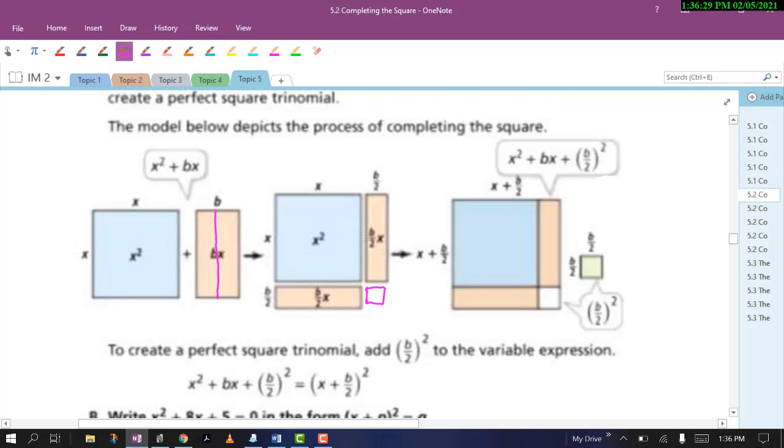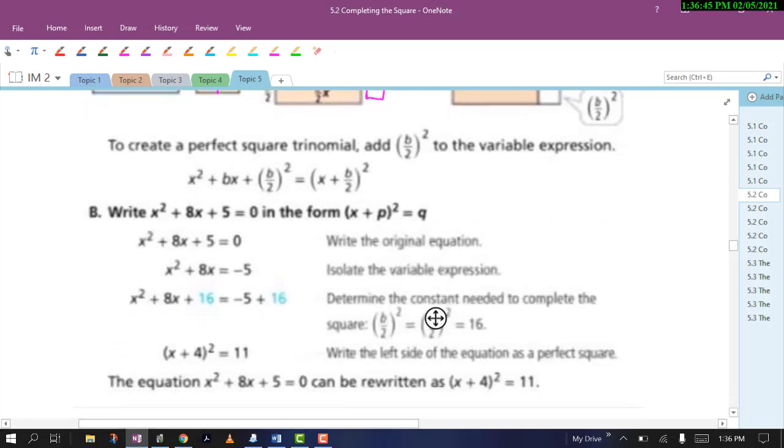Well, this is b over 2. So here, the area would be (b over 2) squared. If you don't understand this diagram, don't worry, we can still do these problems fine. So to create a perfect square trinomial, add (b over 2) squared to the variable expression, to both sides. So it shouldn't be too bad.